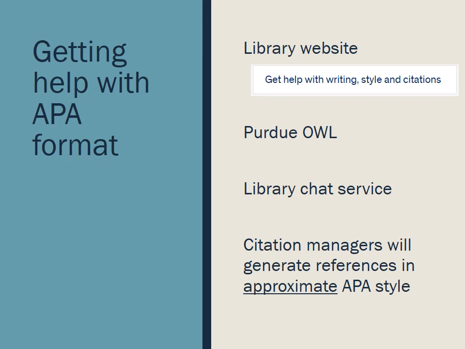I put here it's approximate APA style because there are nearly always some type of errors included in these automatically generated references. So if you want to use something like RefWorks to generate your citations and save yourself time just in terms of getting all the elements in the right order, that's fine, but just remember that you need to go back over them with a fine-tooth comb and correct any errors, especially in things like capitalization, punctuation, because those errors do happen pretty often.